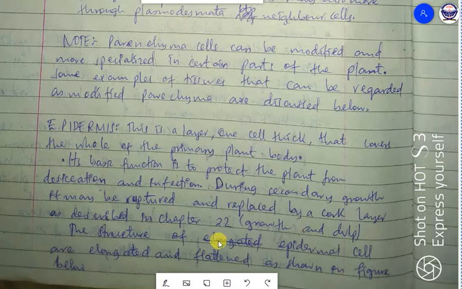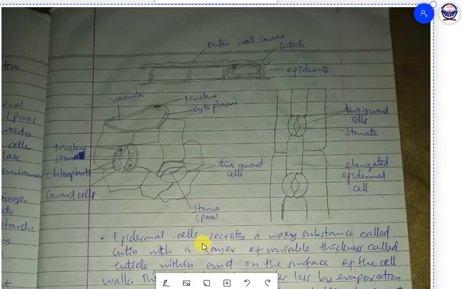Now the structure of epidermal cells: they are elongated and flattened as shown in the figure below. Now hii figure ilitolewa kwenye biological science book, na kama unavyoweza kuiona, hizi ni different categories of specialized epidermal cells.